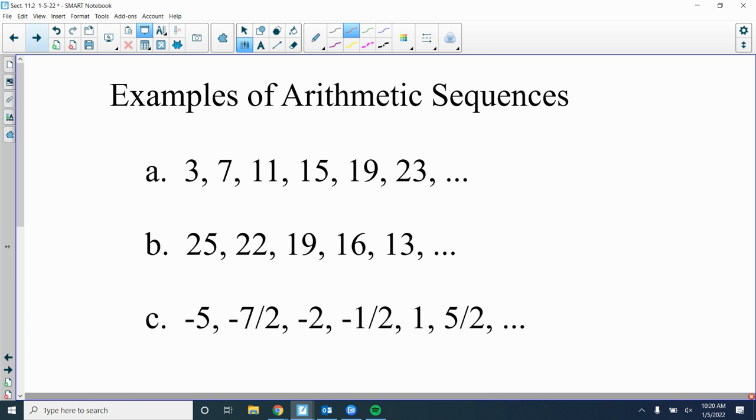All right, just quick examples. These are arithmetic sequences. 3, 7, 11, 15, 19, 23. What's going on with that sequence? It's going up 4 every time, right? Okay. 25, 22, 19, 16, 13. What's going on with that one? Down 3. -5/2, -2, -1/2, 1, 5/2. Not quite as obvious, but up 1.5. Okay, so arithmetic sequence, it either increases or decreases by a common amount. Up 4 every time, down 3, up 1.5.